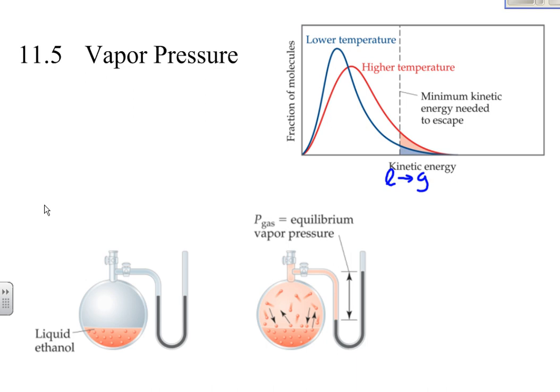If we increase the temperature, so we see the distribution curve, obviously we get more molecules that have enough energy to evaporate. So our vapor pressure would then go up. As more molecules evaporated, it would increase, and you would have a greater pressure above the liquid, higher vapor pressure.